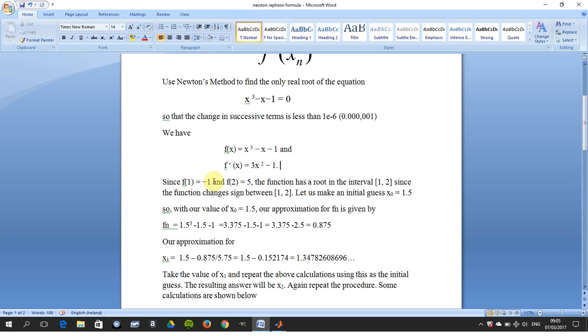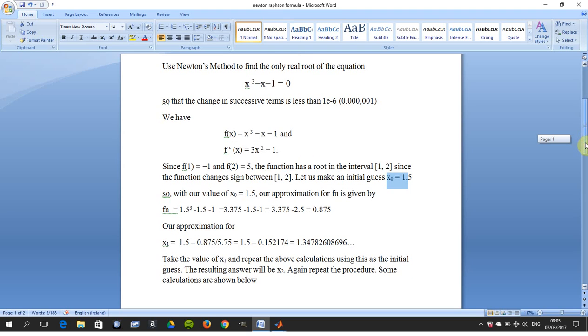The f of 1, in other words, when we put 1 into x cubed minus x minus 1, we get minus 1, and when we put 2 into x cubed minus x minus 1, we get 5, so we know the root is somewhere between 1 and 2. Probably more near 1 than 2, but we're just going to make our initial guess 1.5, that's halfway. And what is the value at 1.5? We put that in. 1.5 cubed minus 1.5 minus 1 is 0.875.